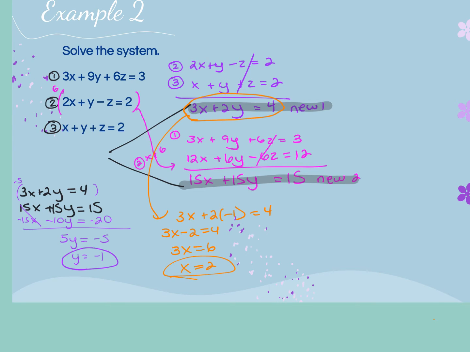Wait, so when you're solving for the second variable, you plug it into one of the new ones? Correct. And then the last one, you plug into one of the originals. If you do that wrong, like if you plug it into one of the originals, you're going to have two variables that you don't know.